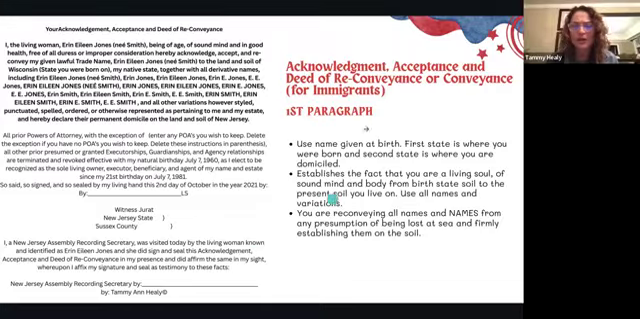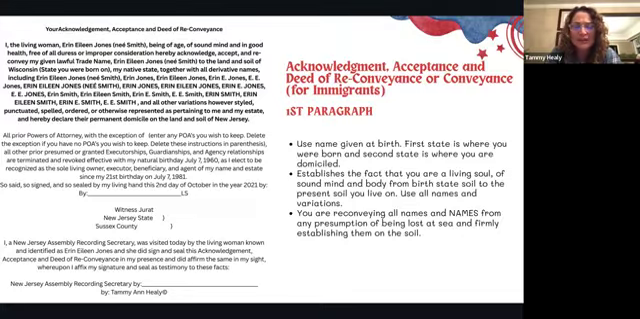Okay. All right. So you're going to use your name given at birth. So whatever name is on your birth certificate or on your naturalization papers, that's the name you're going to use. And it's the first state is where you were born, and second state is where you are domiciled. Okay. So I know on my paperwork, I had to put Connecticut as the state I was born on. That's where I get my nationality. And then I had to put the state, New Jersey, where I'm domiciled.